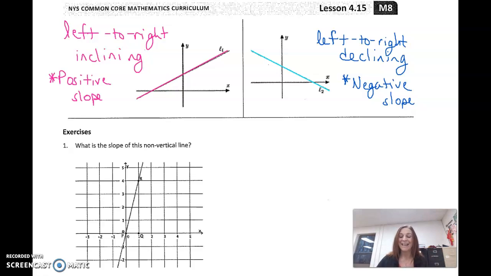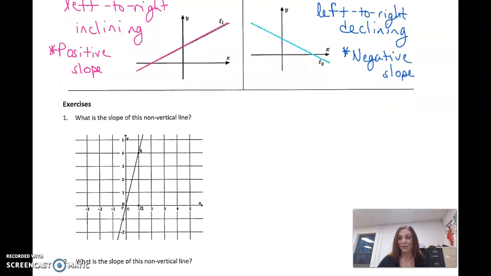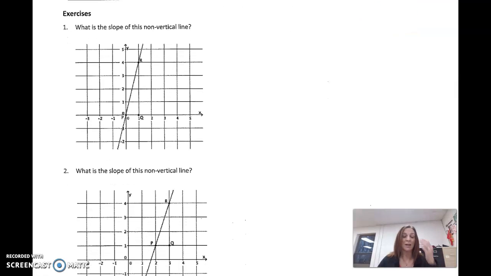So let's get into that number. We know our number will be positive if we go left to right and it's going up, and it's going to be negative if it's going down from left to right. So let's talk about that number. The slope is a number describing what the line is doing as we go from left to right. It's a number, it's describing it. And the way we find that slope, for right now, we use this little phrase, rise over run. You're going to hear me say that a lot. You guys are going to learn to say that a lot.